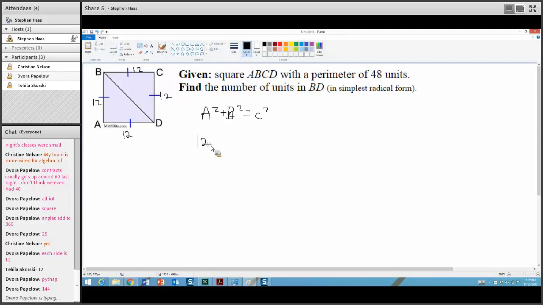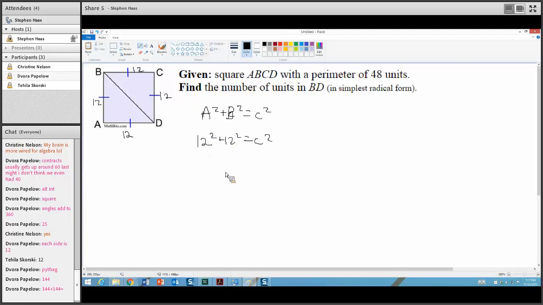So you'd have 12 squared plus 12 squared equals c squared. Either one would work out that way. So that's 144 plus 144, which is 288, equals c squared. To isolate c, we'll take the square root of each side, and we have c equals the square root of 288. Now, can we break this down any further?